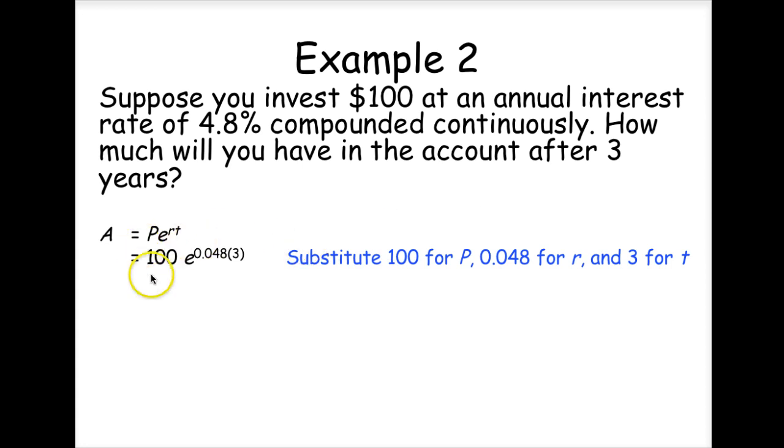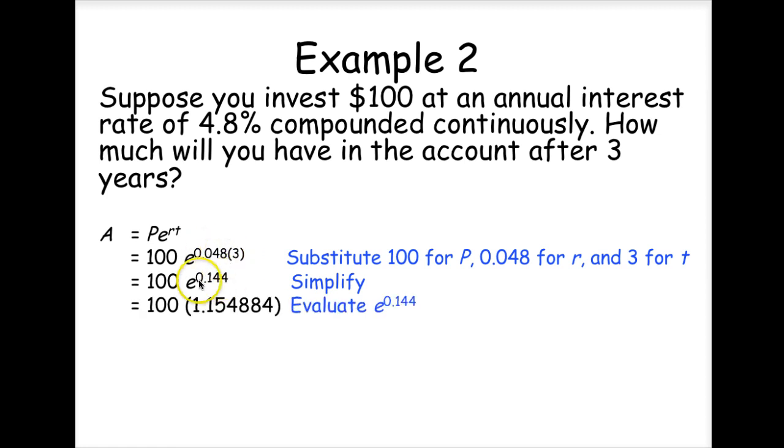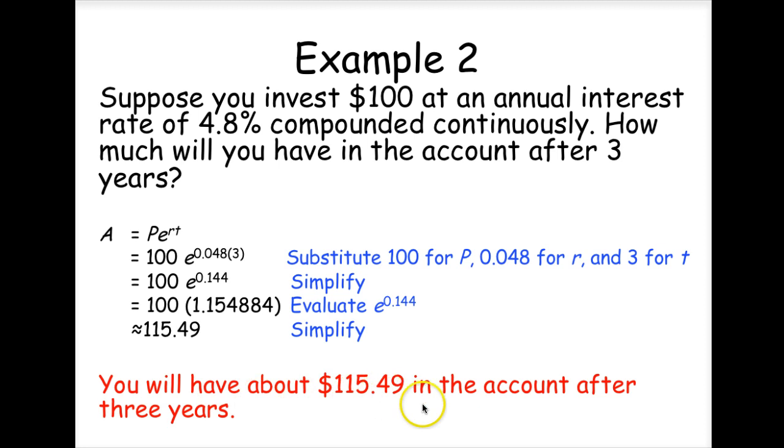So we're substituting in our principal amount, interest rate as a decimal, and time, 3 years. Then we simplify by multiplying 3 times our decimal amount. In our calculator, we're going to evaluate e for this exponent, and then multiply by 100. So you will have about $115.49 in the account after 3 years. Okay, so let's practice a little bit on our own.